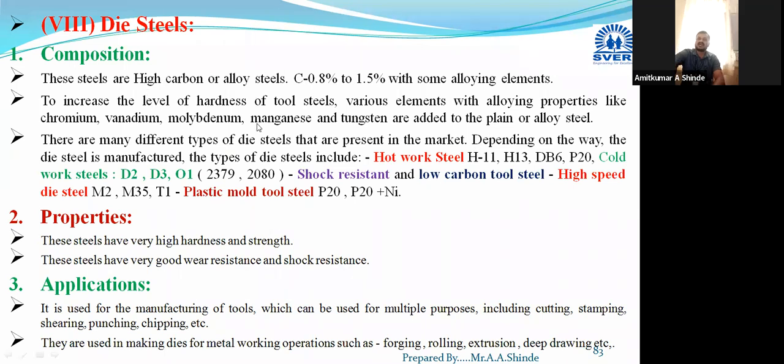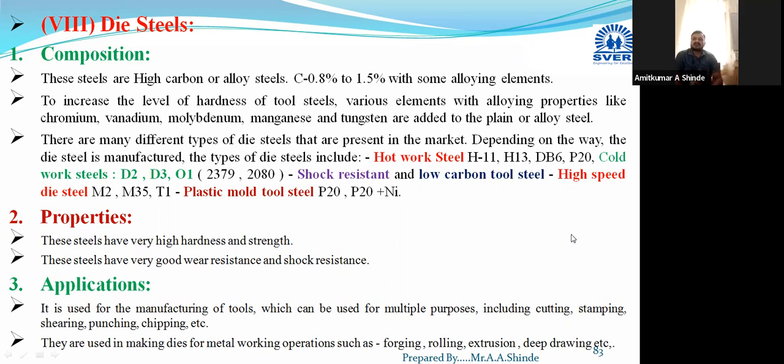This is related to the composition part. Then there are different types of this die steel present, depending on the way it is manufactured. And you can say they are not going to ask this part. I have just added it for your information. Just try to remember the composition.